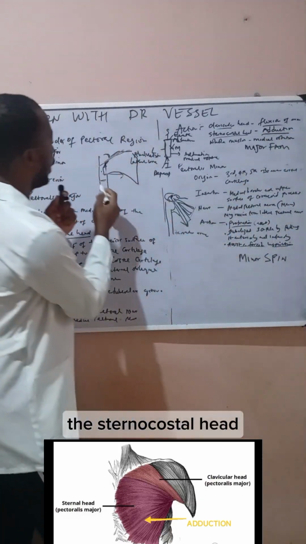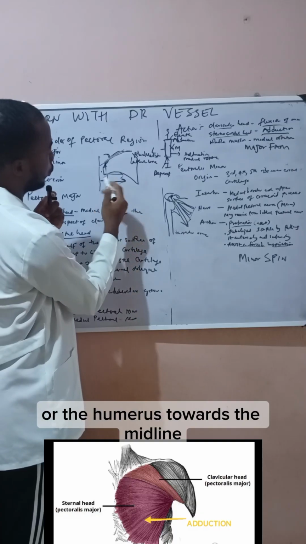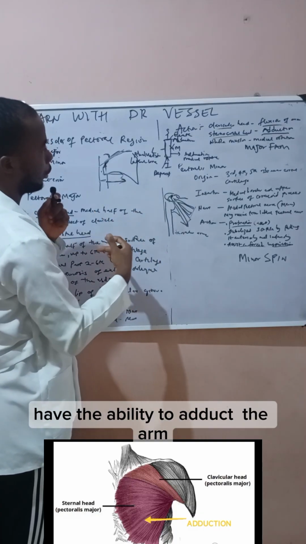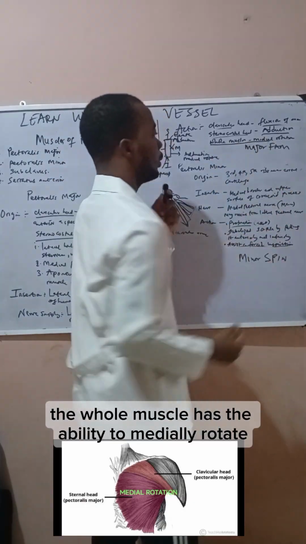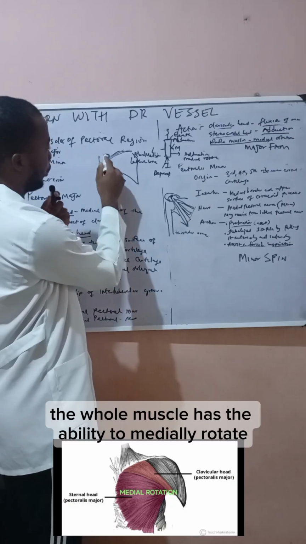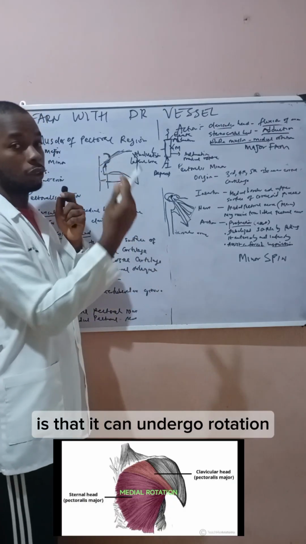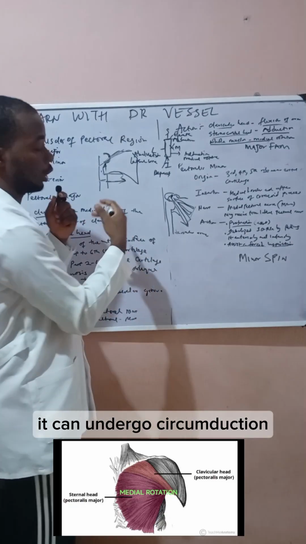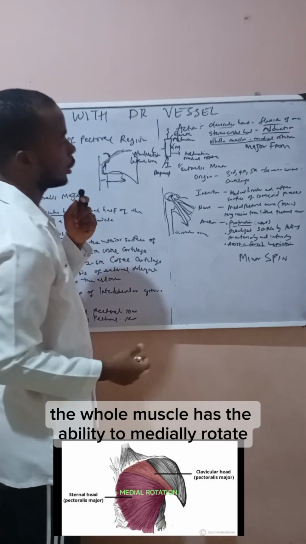The sternocostal head has the ability to adduct the arm, or the humerus, towards the midline, while the whole muscle has the ability to medially rotate. Remember, one of the functions of the shoulder joint is that it can undergo rotation, so they can undergo circumduction. So the whole muscle has the ability to medially rotate the arm.